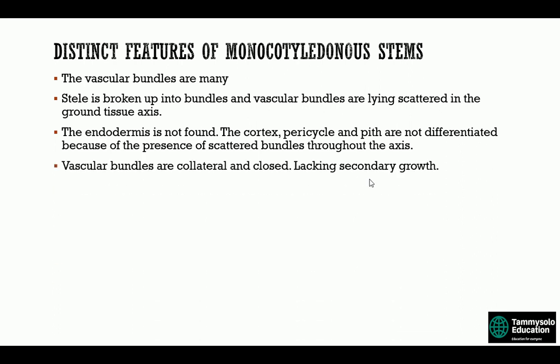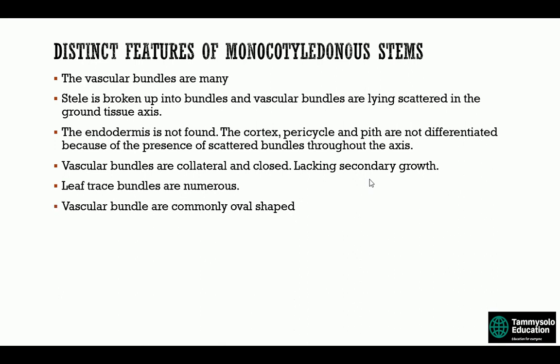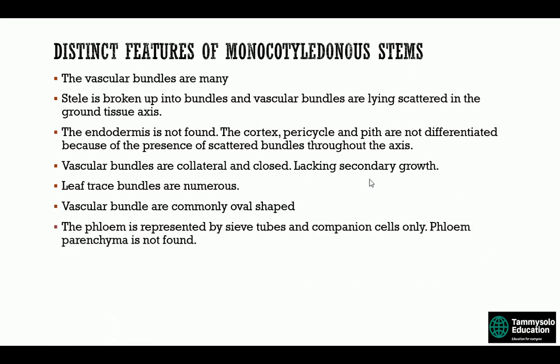Vascular bundles are collateral and closed. That means they move in parallel direction. There is nothing separating them. Okay. After the xylem is the phloem, and they are closed with that bundle sheath we're talking about. They lack secondary growth. Leaf trace bundles are numerous. Vascular bundles are commonly oval in shape. The phloem is represented by sieve tubes and companion cells only.